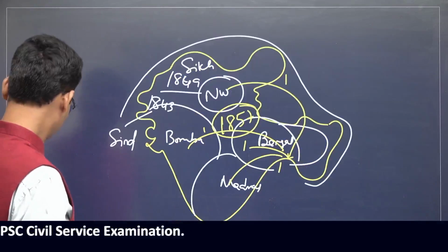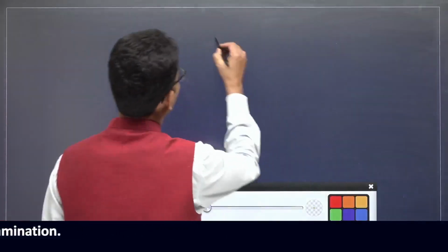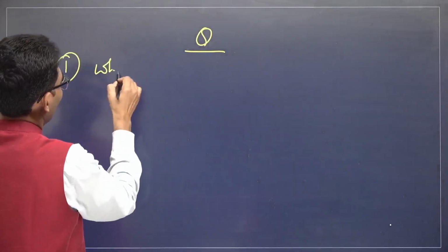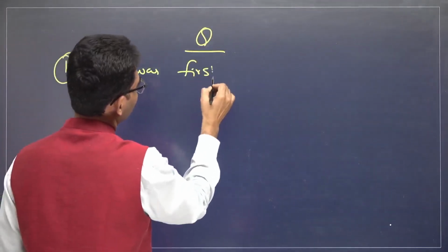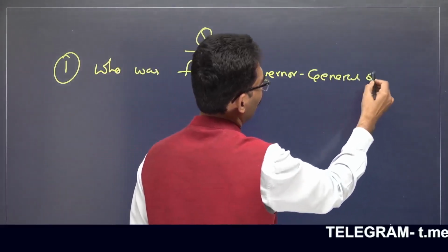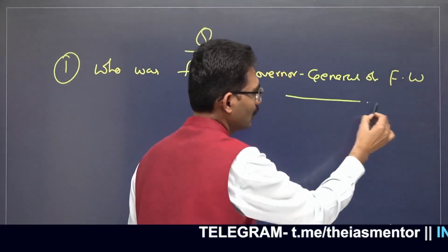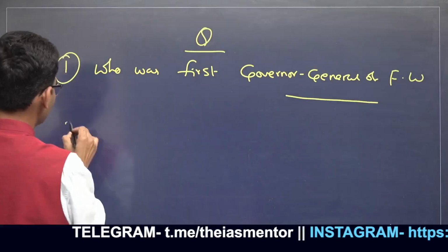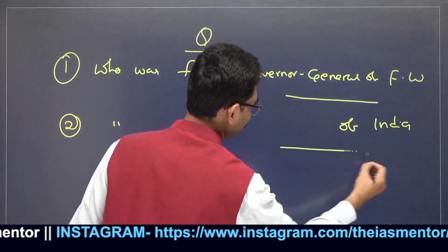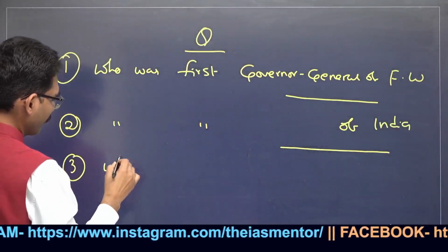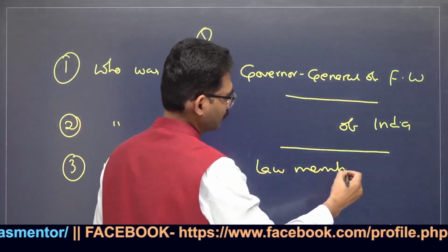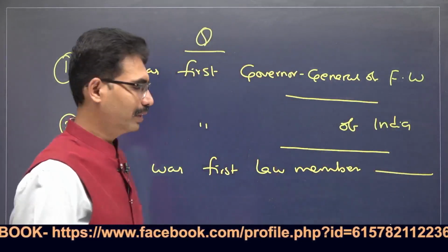Let me give you the questions. Now I am going to give you the questions from all the chapters we have covered so far. Number 1, who was the first Governor General of Fort William? Remember this. Second one, same thing, the first Governor General of India. Third one, who was the first law member?